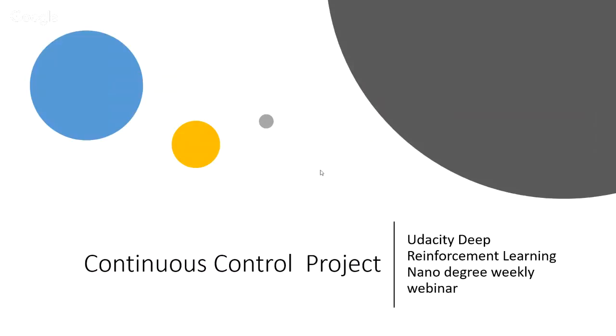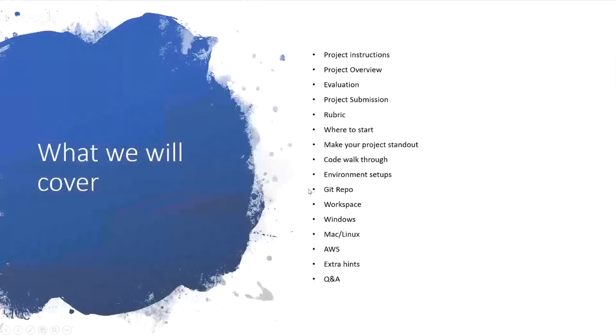So first, what I'm going to do is go over what we will cover. I'll go over the project instructions, project overview, evaluation, project submission, rubric, where to start, make your project stand out, code walkthroughs, and environment setup. I'll basically be going through Windows, Mac, and AWS. I'll go through the project work using the workspace, and I'll give you some extra hints that I think will help with this particular project and help you get started.